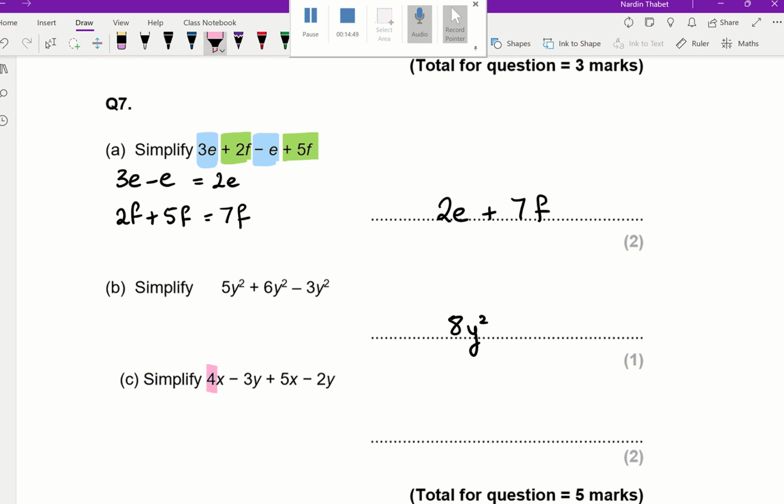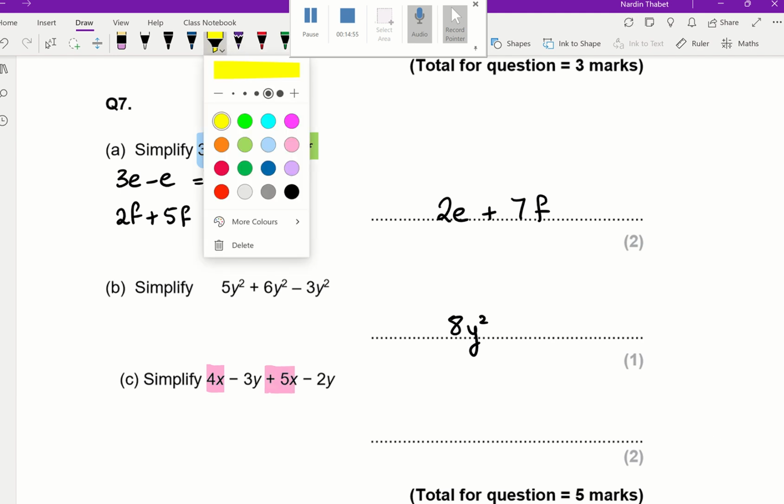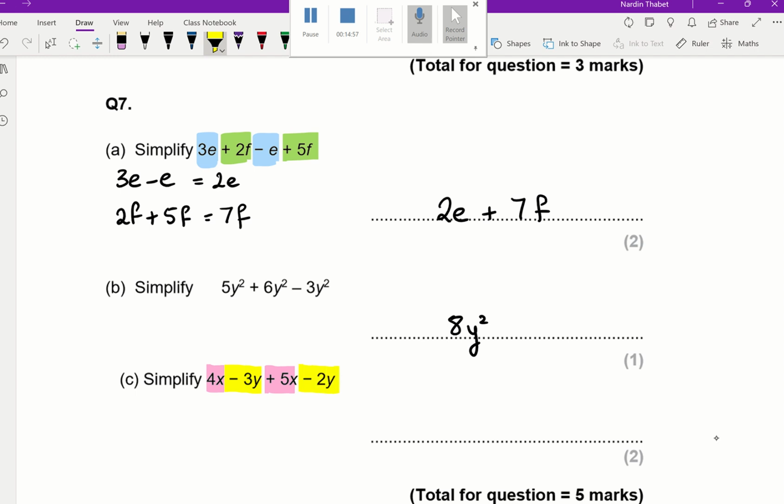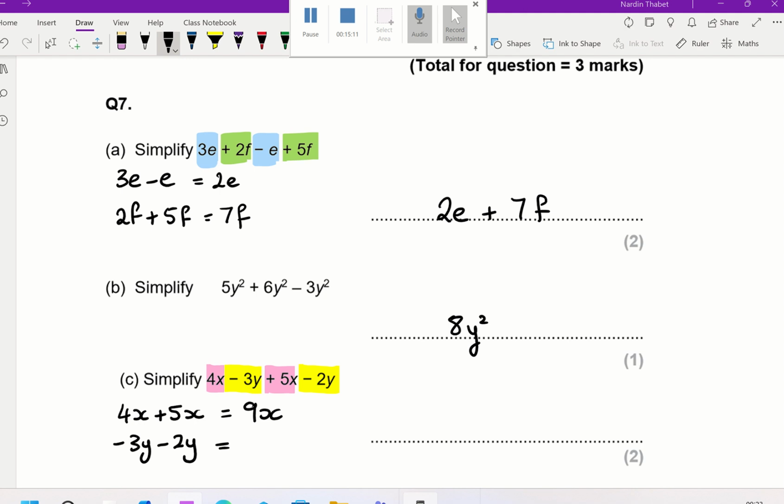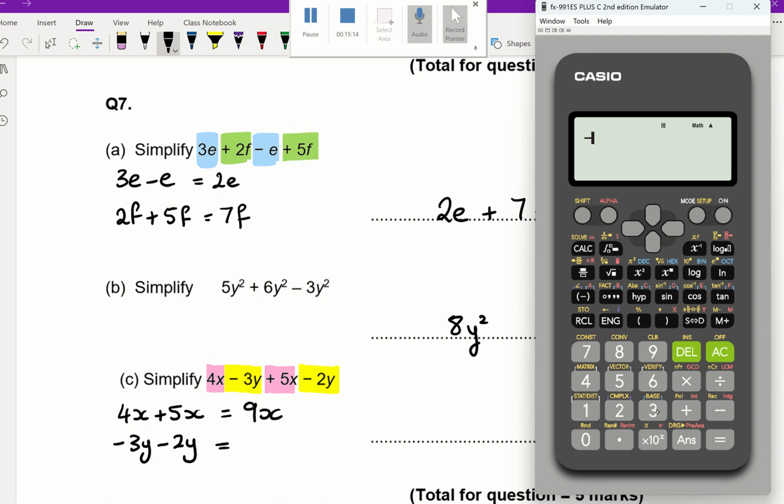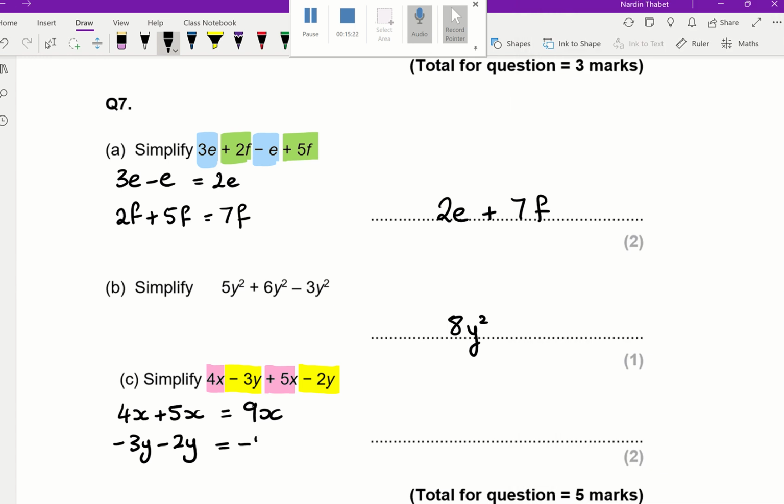And then this one has x's and y's, so 4x plus 5x and then I have got negative 3y and negative 2y. So 4x plus 5x minus 3y minus 2y. 4 plus 5 is 9, so this is 9x. And you would get your calculator for this one, and you would do minus 3 minus 2. No plus, no anything, just the numbers that you see, minus 3 minus 2. And this is minus 5y. 9x minus 5y.